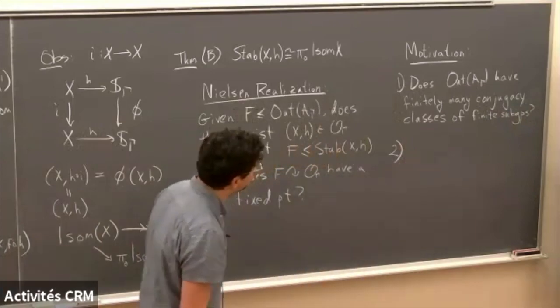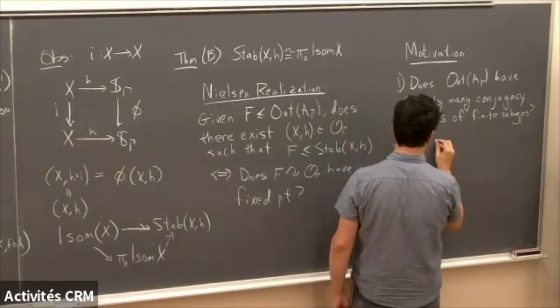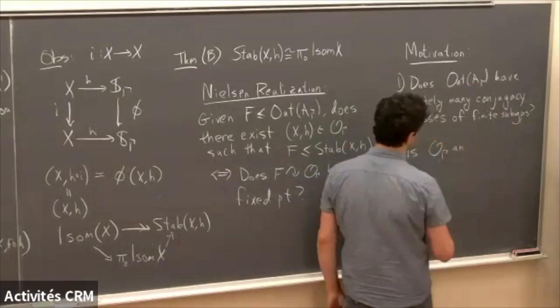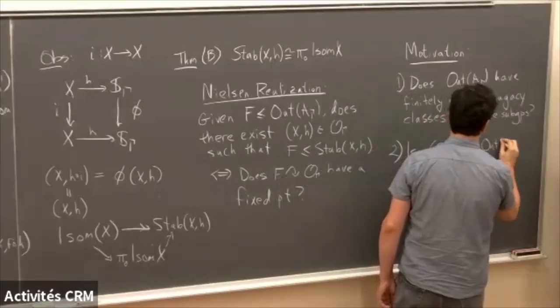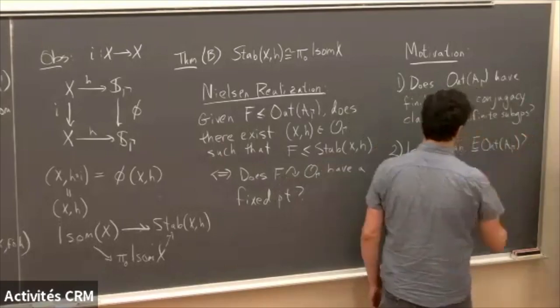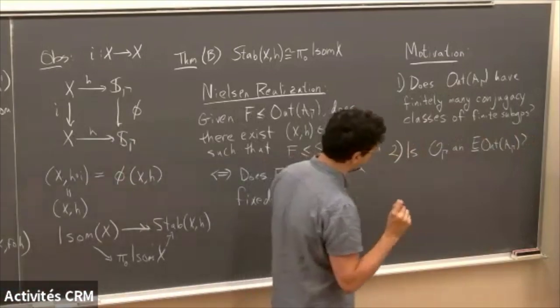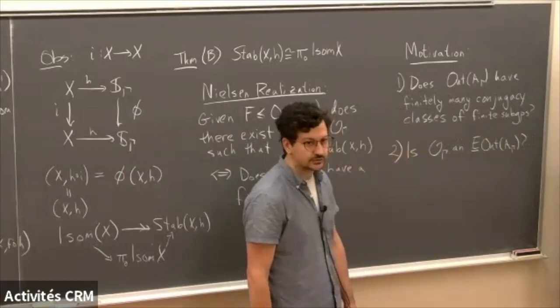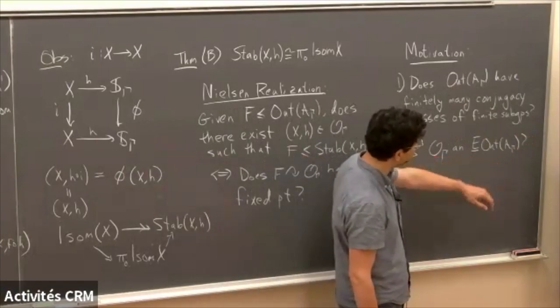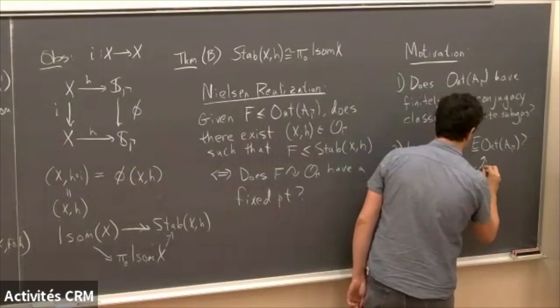And the second thing you might be interested in, and something we're interested in, is: is this outer space an E-underbar G or an E-underbar Out(Aγ)? So what does this mean? Out(Aγ) has torsion, so you can't find a finite dimensional classifying space for it. But that's for a K(Out(Aγ), 1), which means free actions. And here we're interested in a classifying space for proper actions. So that's what this indicates.